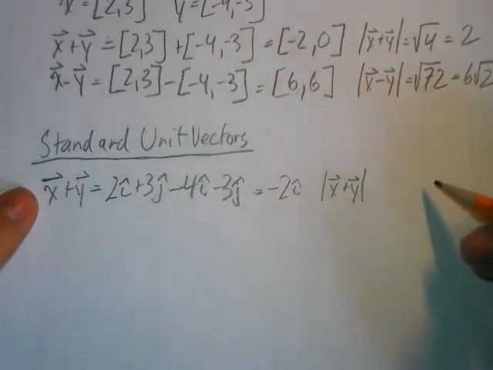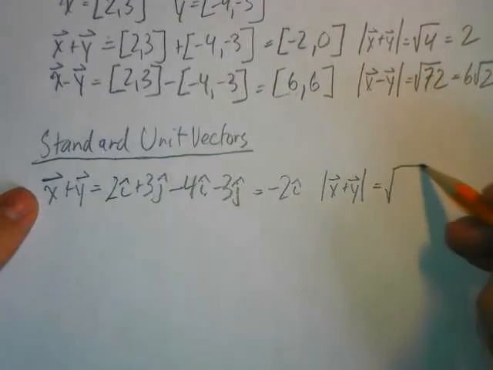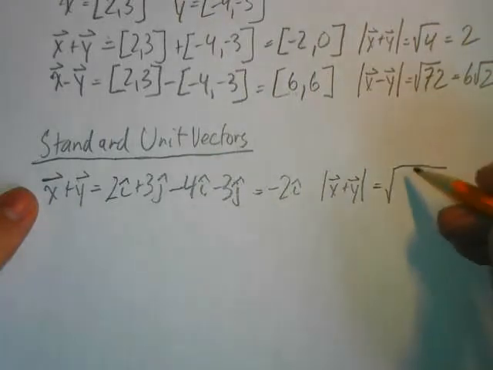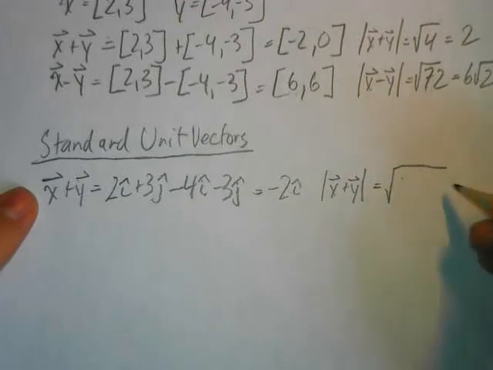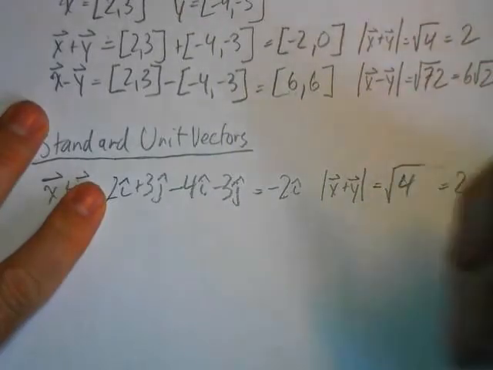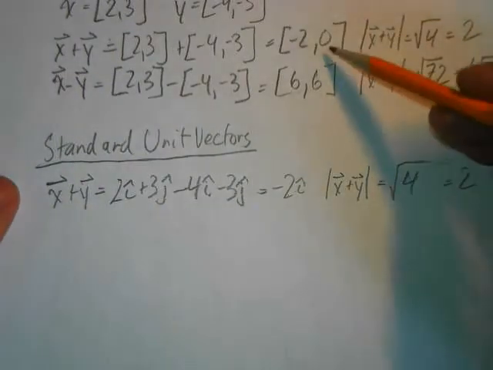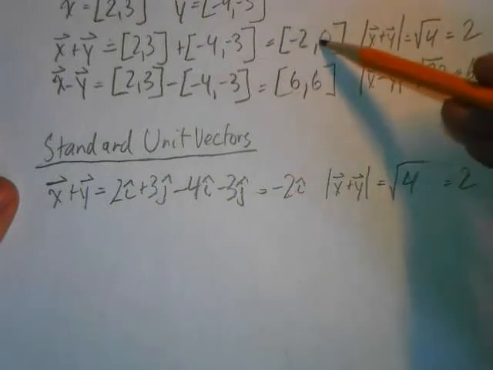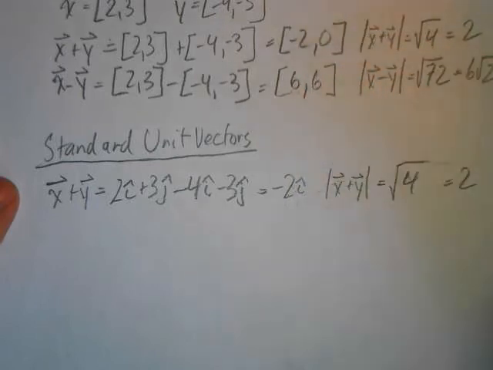And then if I want to do the magnitude of vector x plus vector y, I do it the same way I did above. So it's going to be square root of -2 squared plus 0 squared, which is square root of 4, which is also equal to 2. Okay, and you can see that matches up with what we got. You can also see the comparison of the resultant vector, x plus y. You can see I've got the -2 that goes with the i, 0 for j hat.